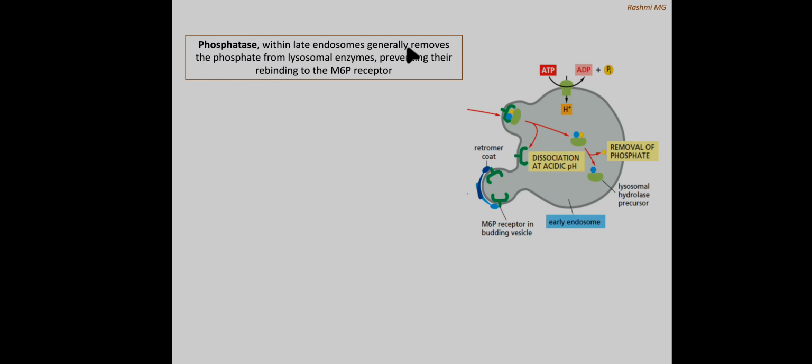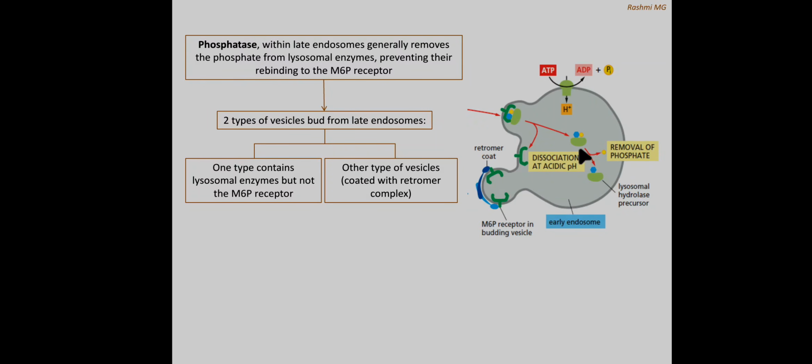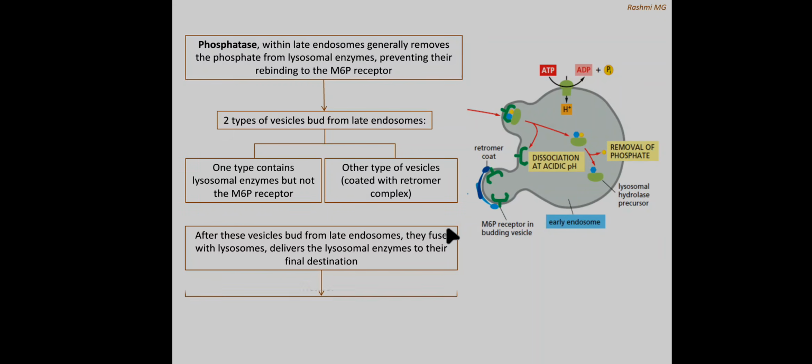Phosphatase within late endosomes removes the phosphate, preventing their rebinding to the M6P receptor. This results in two types of vesicle budding. One type has lysosomal enzyme but no M6P receptor. The other type of vesicle is coated with retromer coat. After these vesicles bud from late endosomes, they fuse with lysosome and deliver the lysosomal enzymes to their final destination.